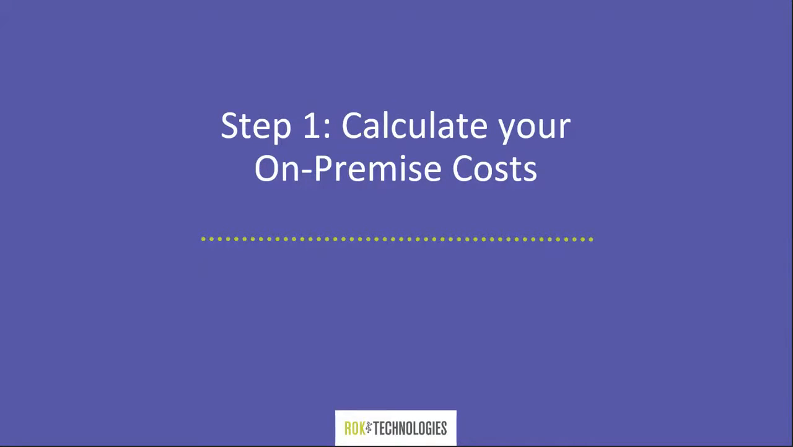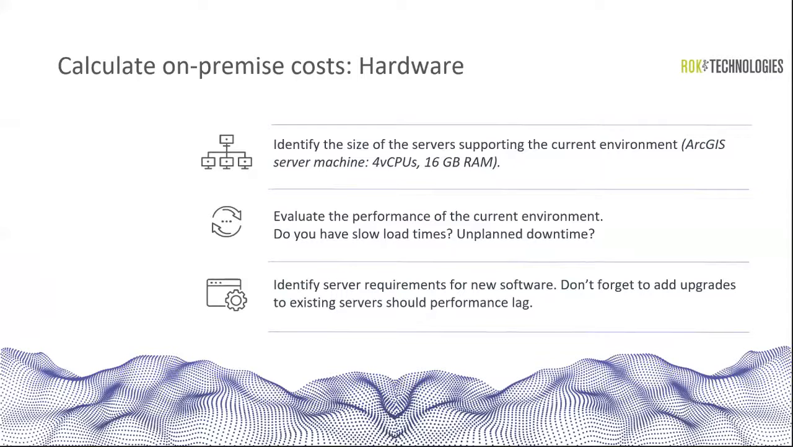So it began with calculating their on-premise costs. Let's take a look at what their existing infrastructure looked like and the costs associated with that. Looking at the hardware they had to support their existing enterprise, you really need to consider the size and the number of servers you have. Our GIS server machines: how many CPUs? How many gigs of RAM? What's the storage? You have to make sure you inventory that. If you have multiple servers, document everything about each one of those.